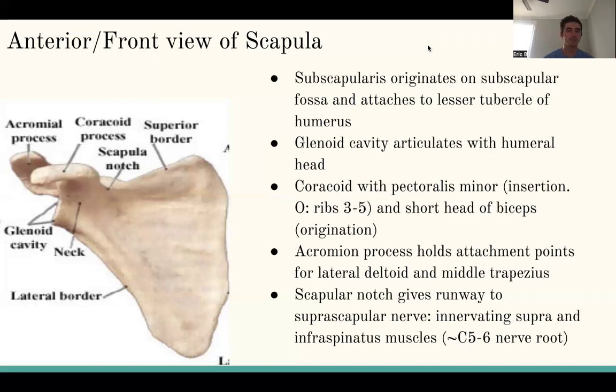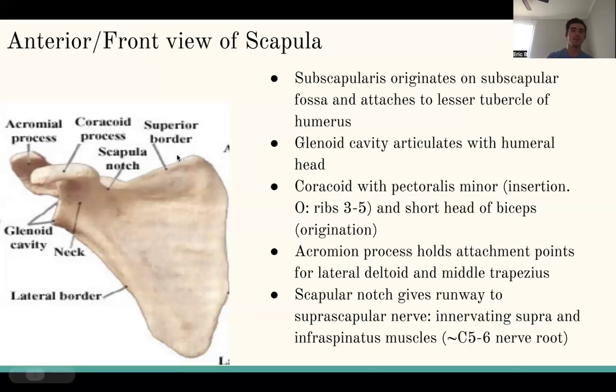Then we have the glenoid cavity, which serves as the articulation between the scapula and the humeral head, that ball and socket joint, very similar to the hips with the acetabulum of the pelvis and the femoral head of the femur. We have a couple of different articulations here.